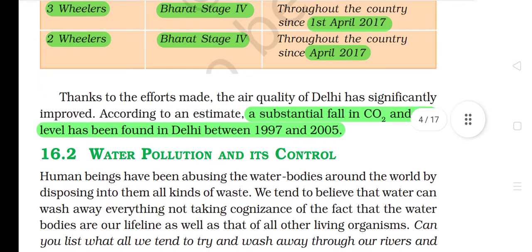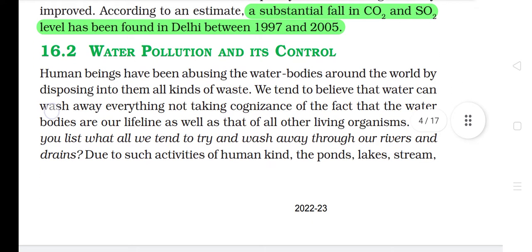Thanks to the efforts made, the air quality of Delhi has significantly improved. According to an estimate, a substantial fall in CO2 and SO2 level has been found in Delhi between 1997 and 2005. 16.2. Water pollution and its control.